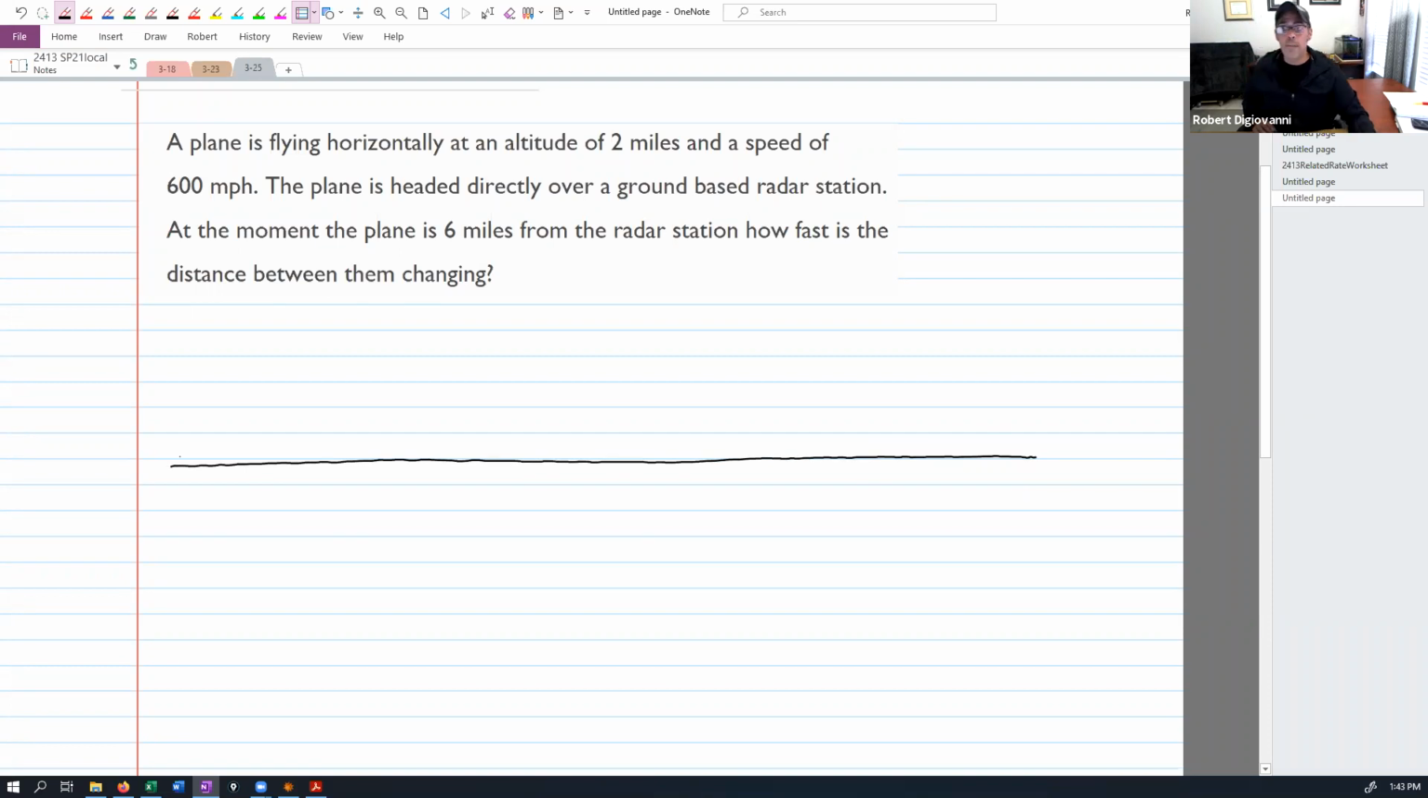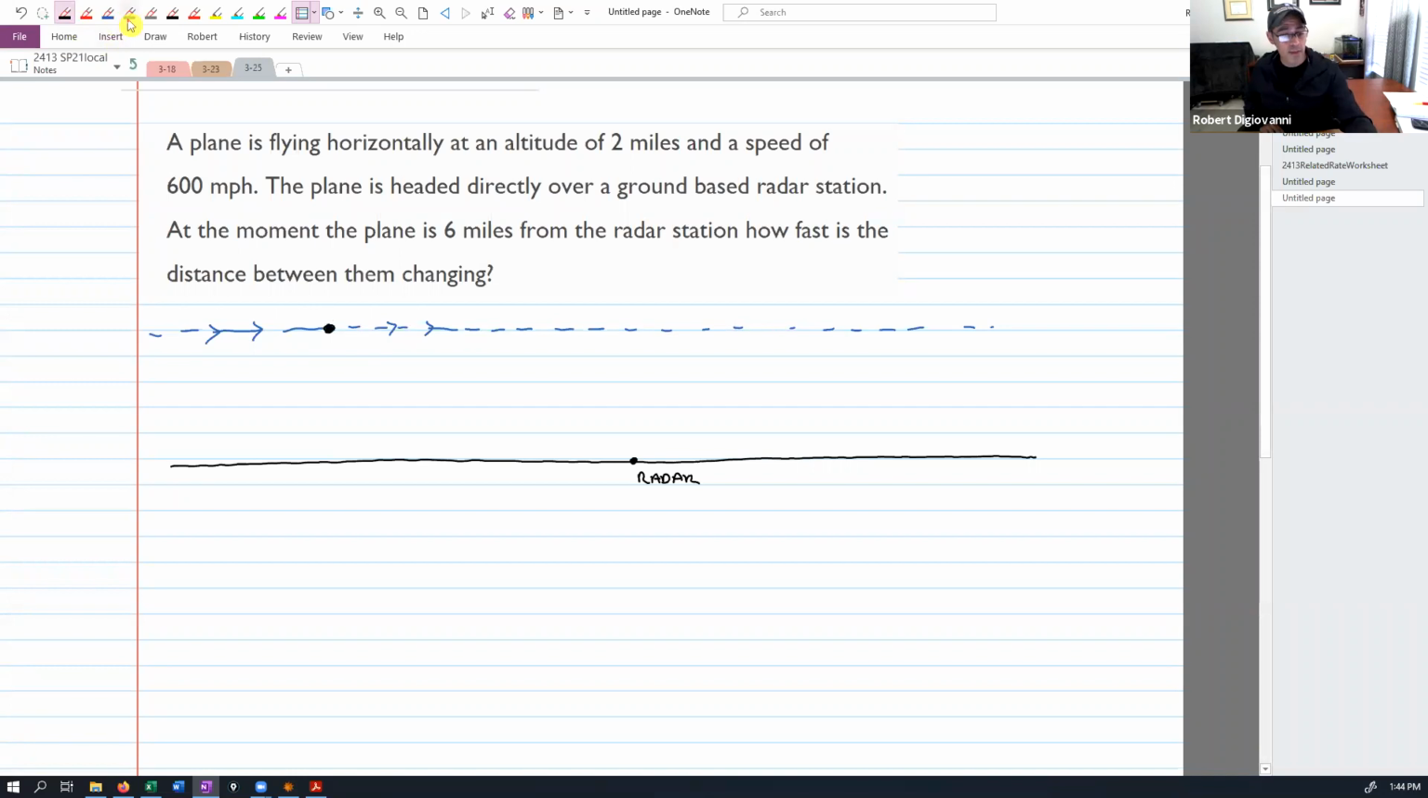I'm going to try and draw a picture. So I have on the ground a radar station. This may not be my final picture. I'm just trying to get a feel for what's going on here. Then I have a plane that's flying overhead and it's flying horizontally. So the plane is flying along a horizontal line like this, in this direction. My plane is just going to be this dot.